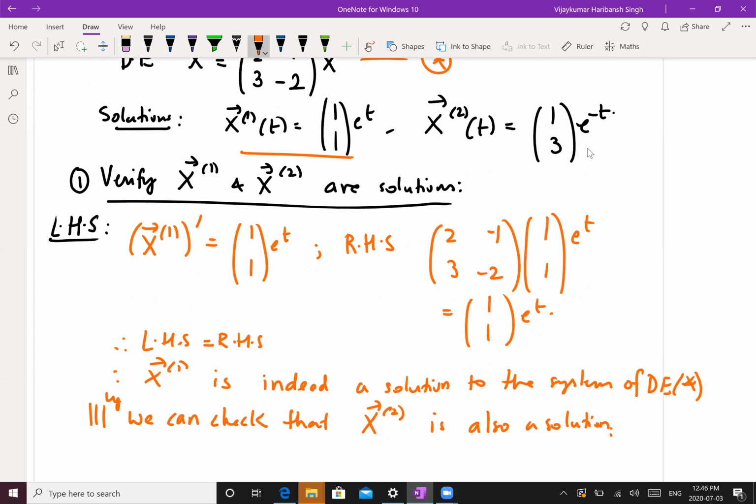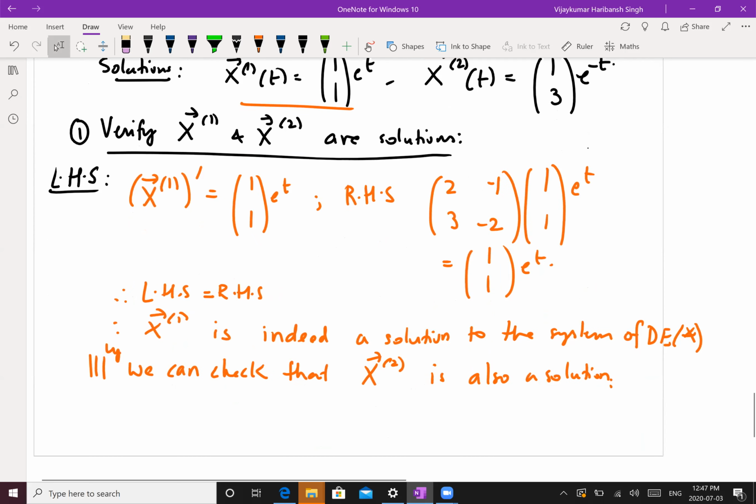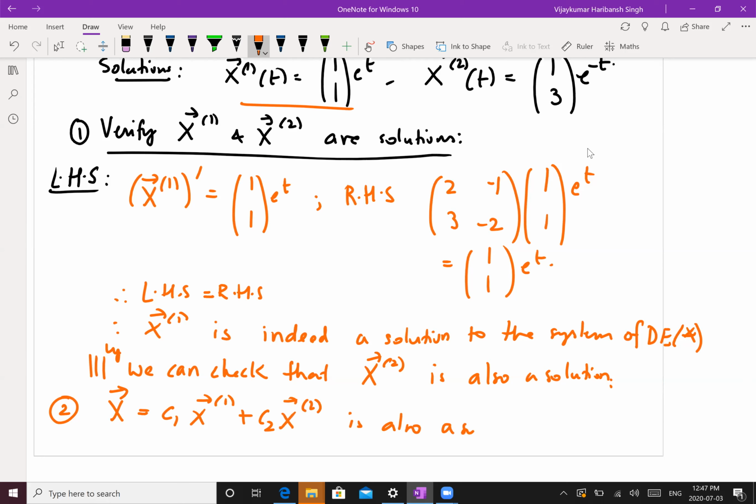Now we can check that x equals c1 x1 plus c2 x2 is also a solution. This is verified by our theorem above, but you can check it too.